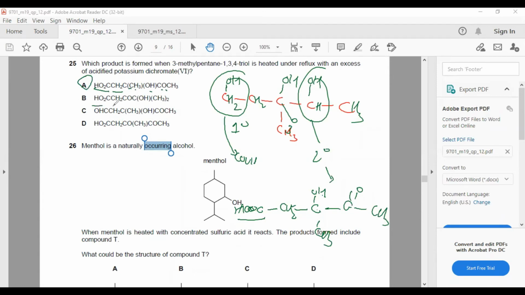Carboxylic acid, then CH2, then CH2, then CO. No. After that COH, CH3 is there. There is no carboxylic acid, wrong. Carboxylic acid CH2, CO, CH3, wrong. CH2, after that COH, CH3. A is the answer.